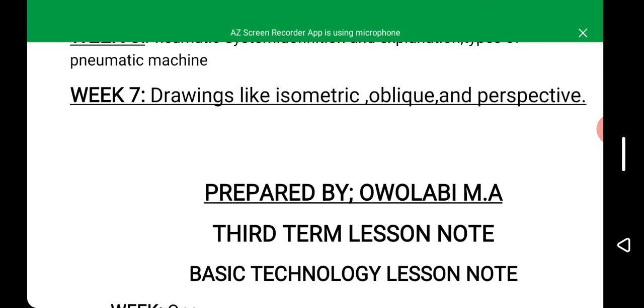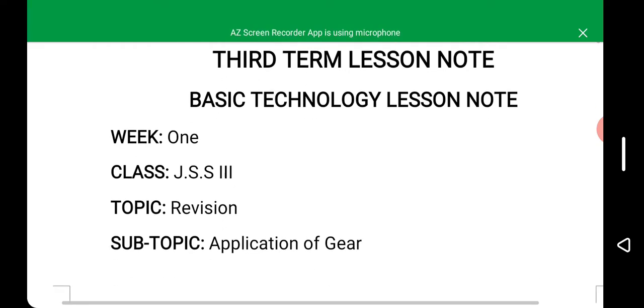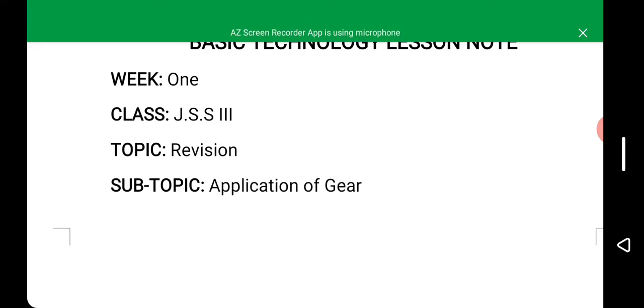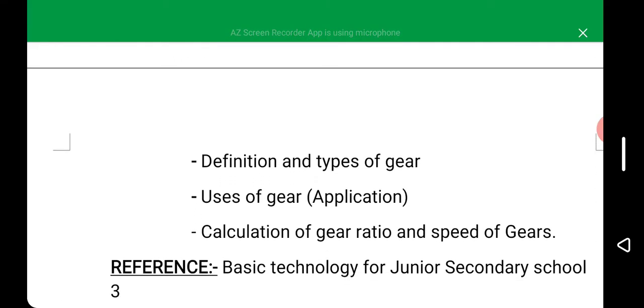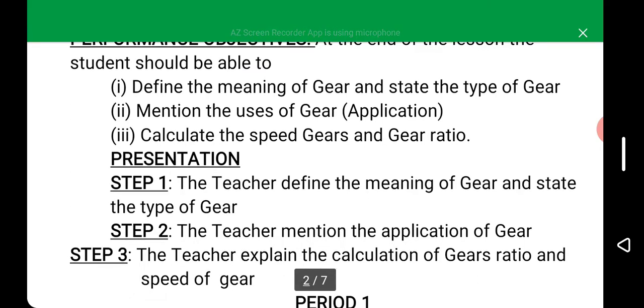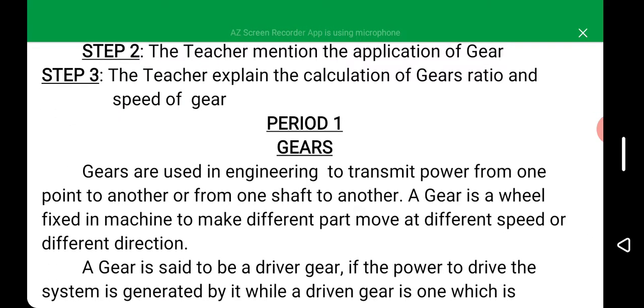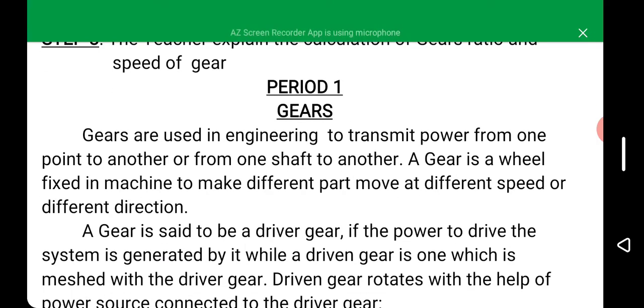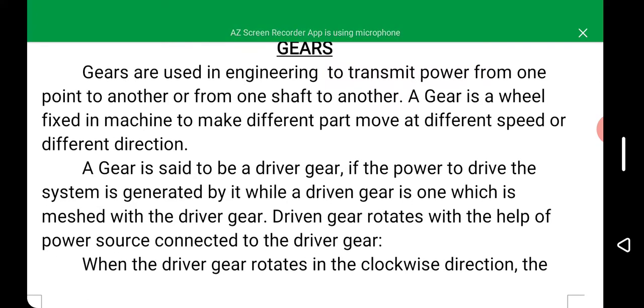So this is the note prepared by Mr. Wolabi, MA, your subject teacher. The note will cover week 1 and week 2. Gears. What do you mean by gears? Gears are used in engineering to transmit power from one point to another or from one shaft to another. A gear is a wheel fixed in a machine to make different parts move at different speeds or in different directions. That is what we mean by gears.